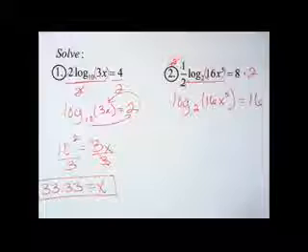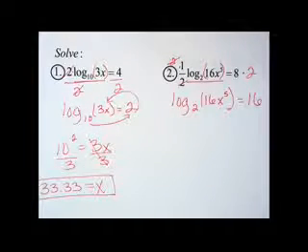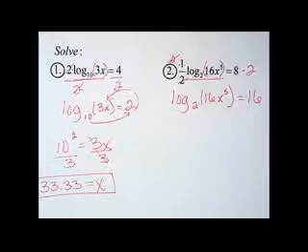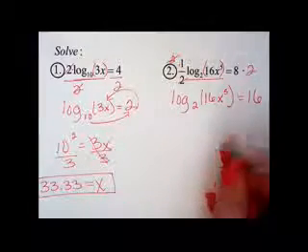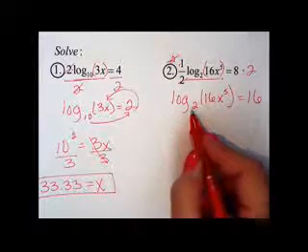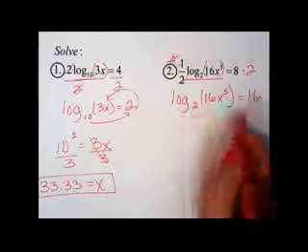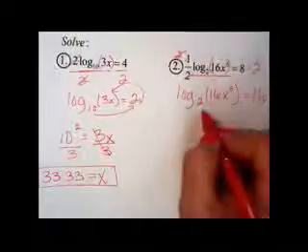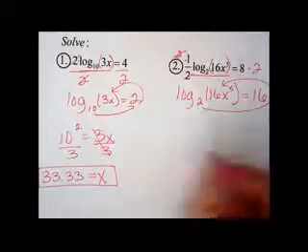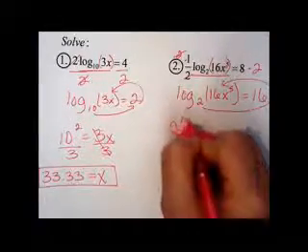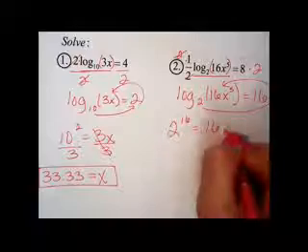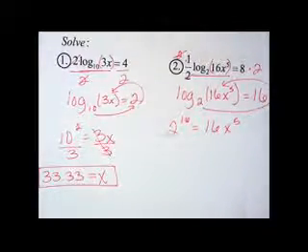Now we're at a position where we can write our equation, because there's nothing else you can do. You can't calculate the log of 16x to the 5th. So let's write our equation. 2 to this power, remember the log equals the power. 2 to this power equals 16x to the 5th. 2 to the 16th power equals 16x to the 5th.